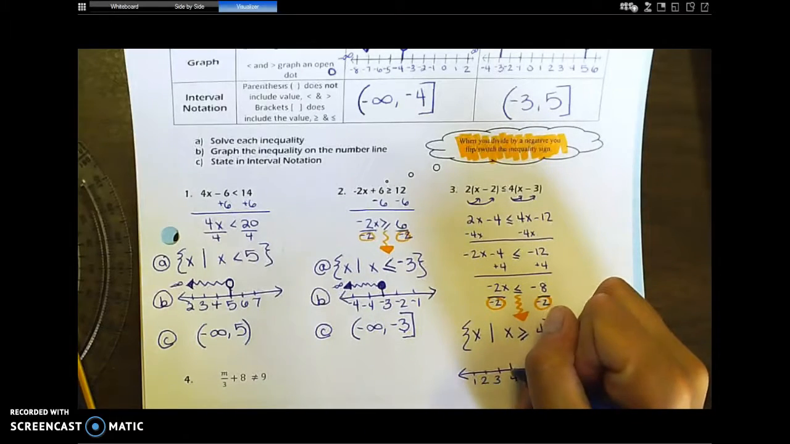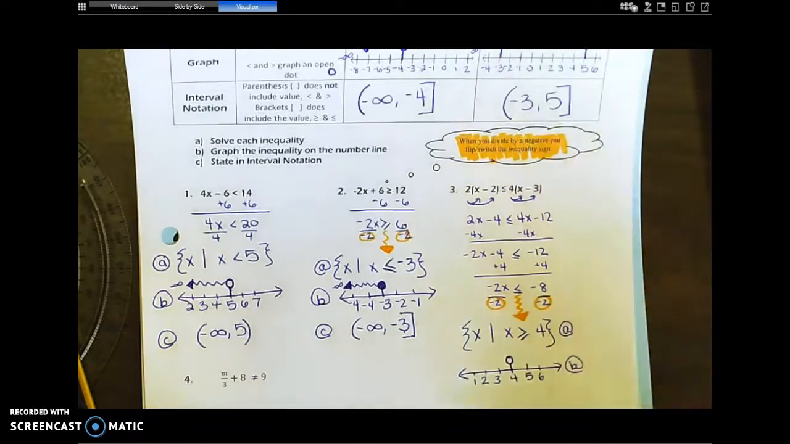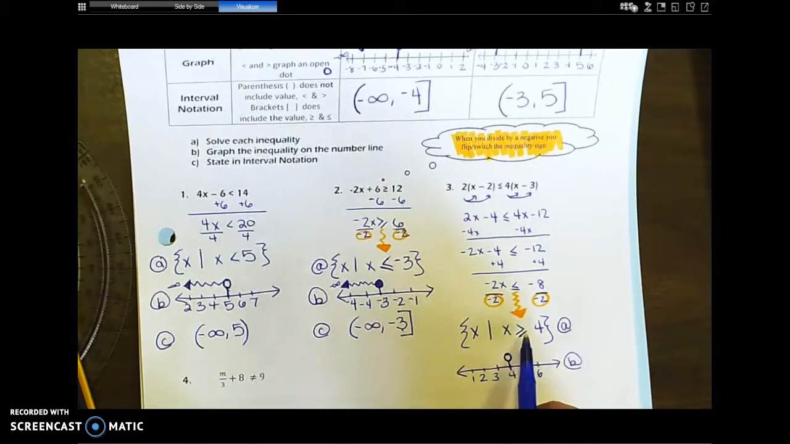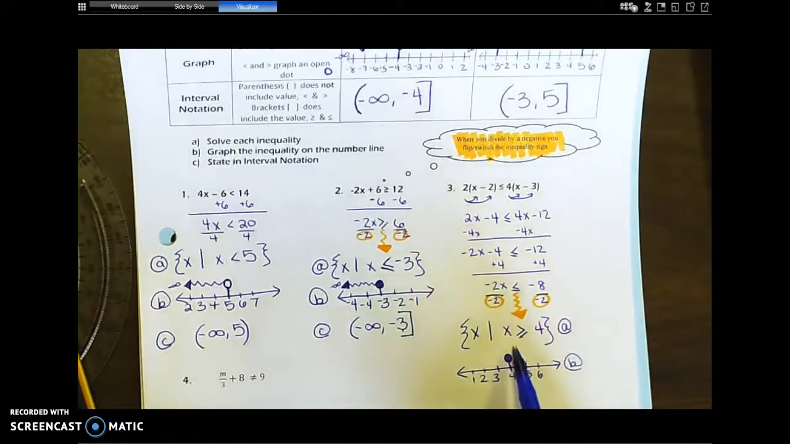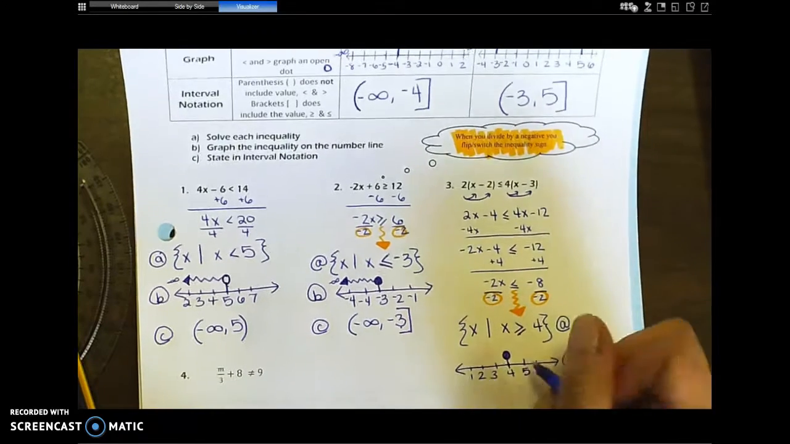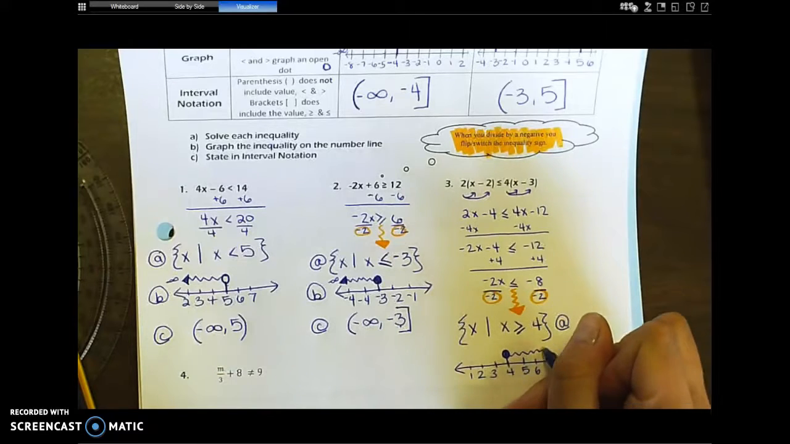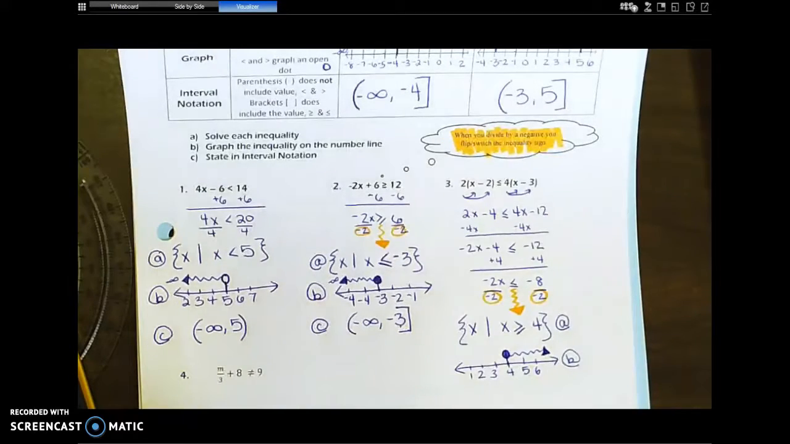So I'm going to go above the 4. I'm going to put a circle. Now I had to decide, do we want to fill that in? Yes, we do, because it's greater than or equal to. And again, we're opening towards the x, so the x is bigger, so I have to shade towards the bigger numbers. And now we have, so there's my arrow, we've got it.